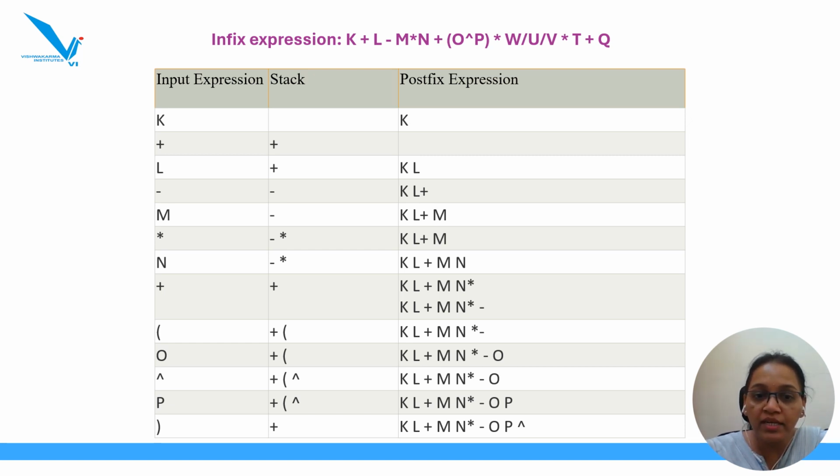The next symbol coming is l. l is an operand, and an operand you have to directly print in the postfix expression, so I'll directly print l into the postfix. Then comes minus. Minus is my operator. I have to push the minus onto the stack, but the stack already has a plus operator. Now check: plus is on the stack, minus is the incoming operator, both have the same precedence level. So what you need to do is check the associativity. Plus and minus are at the same precedence and they are left associative.